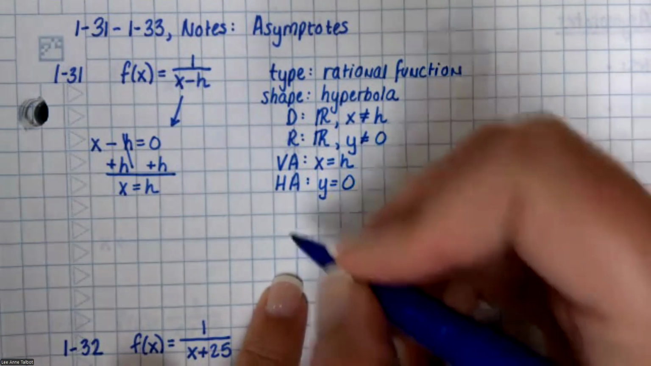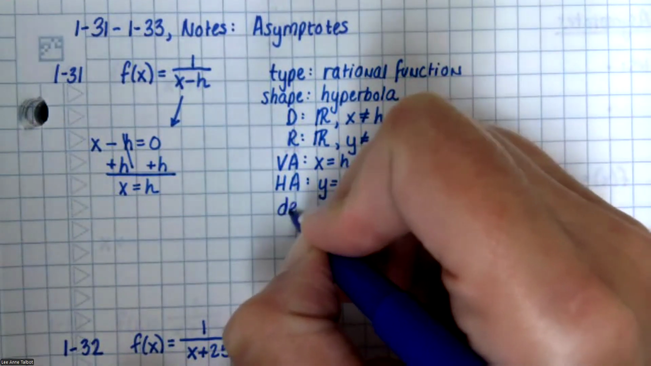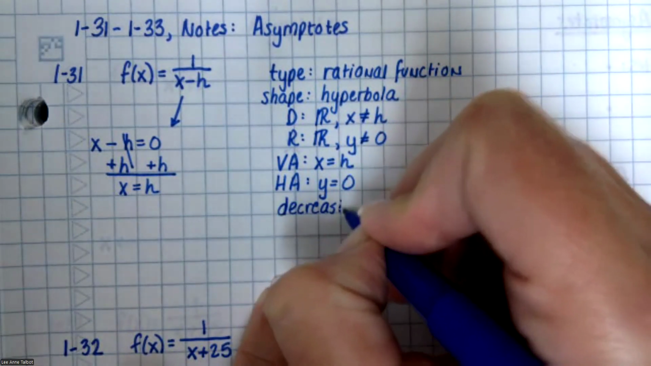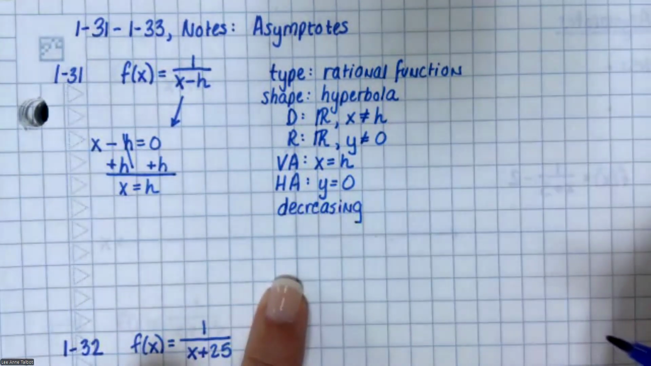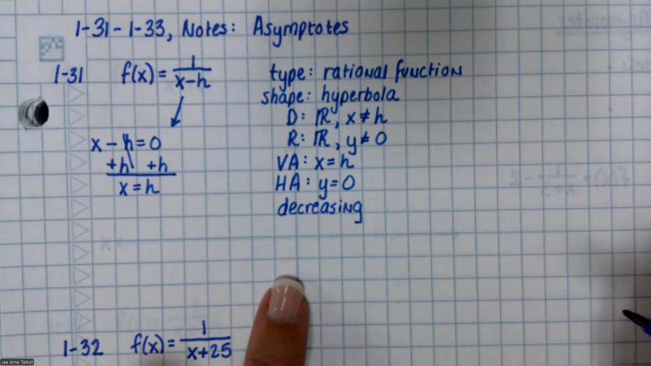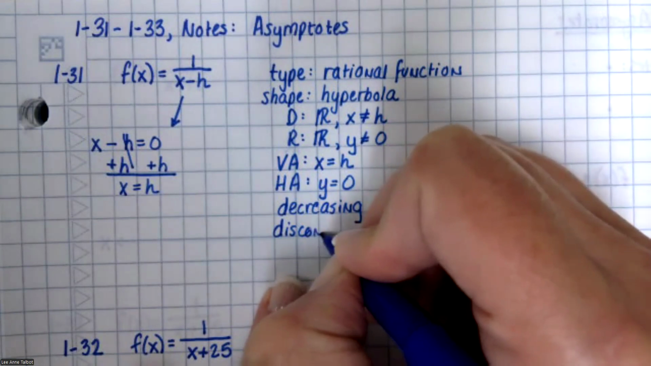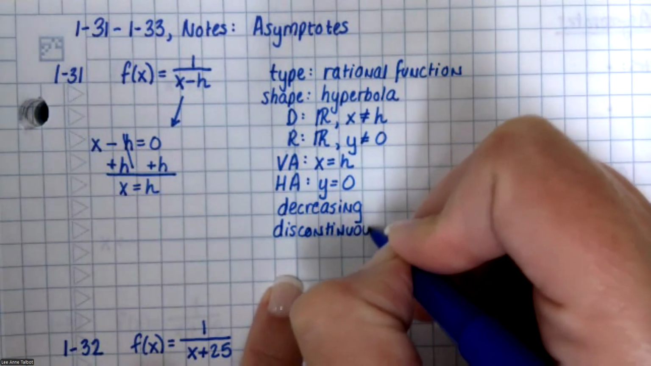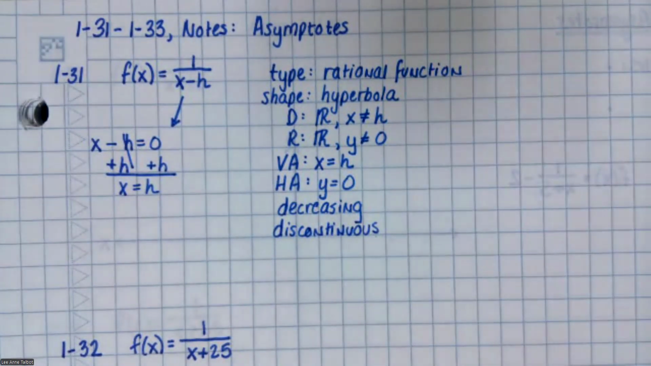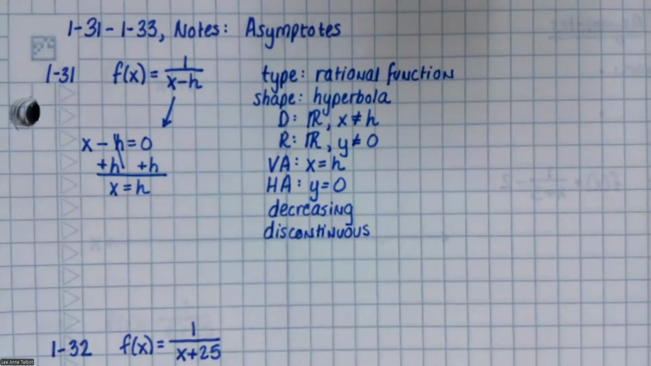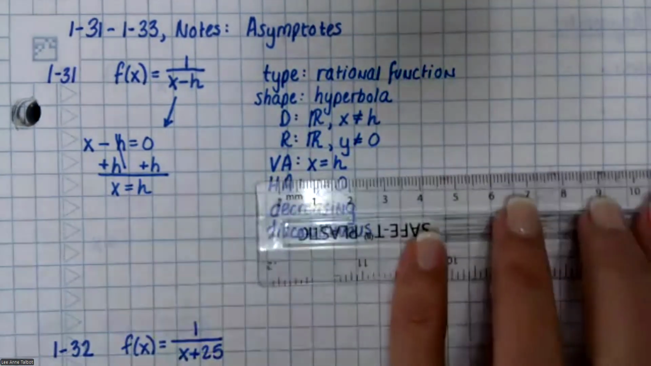Okay, what else did we write? It was decreasing. And we wrote discontinuous. Okay, that's going to be it for the moment. That's the description that we're going to work with today.